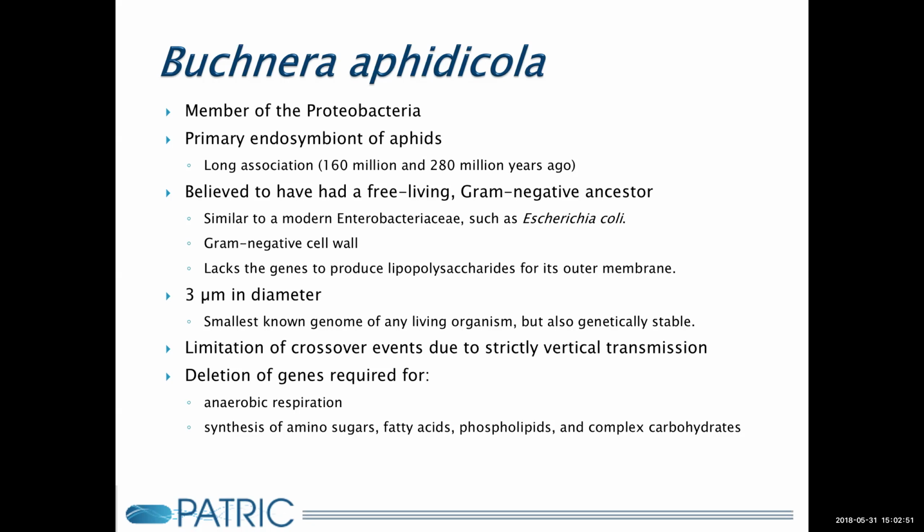In this great genome reduction that they have had, they're sort of like a mitochondrion, similar to what we have in humans. Buchnera have deleted genes required for a lot of metabolic processes. Some of the ones they've deleted are the genes important for anaerobic respiration, and also genes involved in the synthesis of amino acid sugars, fatty acids, phospholipids, and complex carbohydrates.